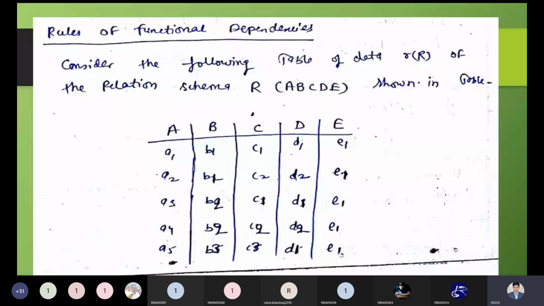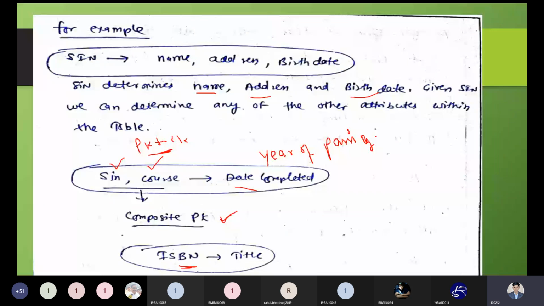The rules of functional dependency I will tell you tomorrow or next class. This is just an idea about the introduction and prerequisites of functional dependency, and I will tell you more detail about functional dependency next class. Okay, from this point I need to ask an important question. If you really have any problem, then you can ask me.